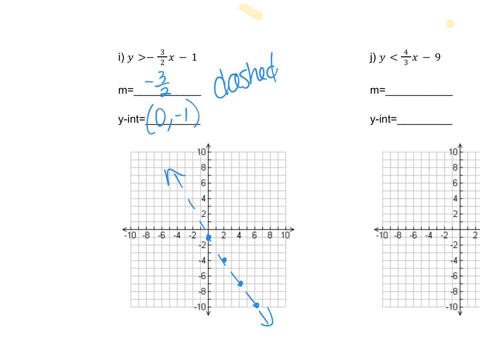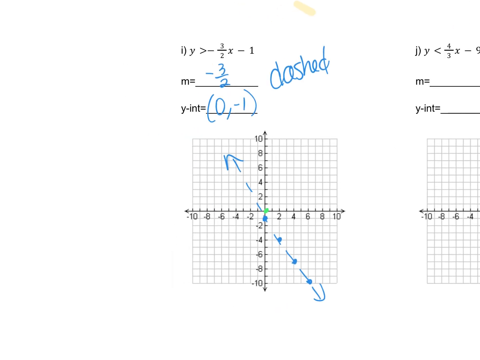Okay, can we pick our test point 0, 0? Yes. It does get very close to it, but that is not on the line, so we can pick it. So is 0 greater than, oops, my bad, greater than -3/2 times 0 minus 1. So is 0 greater than -1? Hey, we got a true. That's why I picked it. So this is a true. So that means we are going to shade on that test point side. So it looks like that.